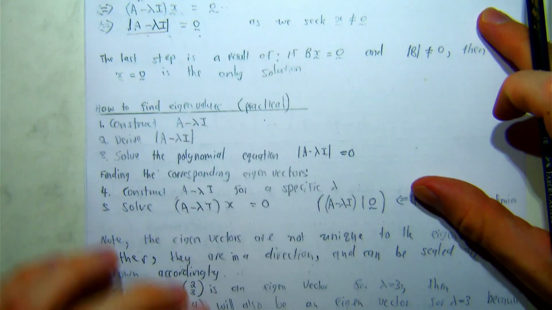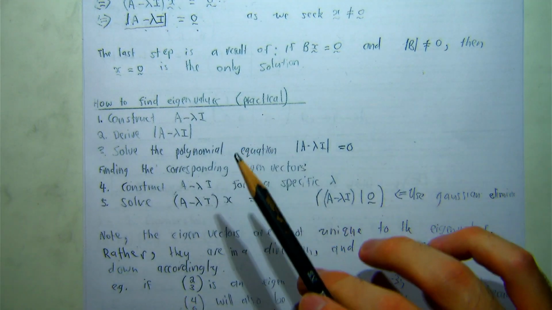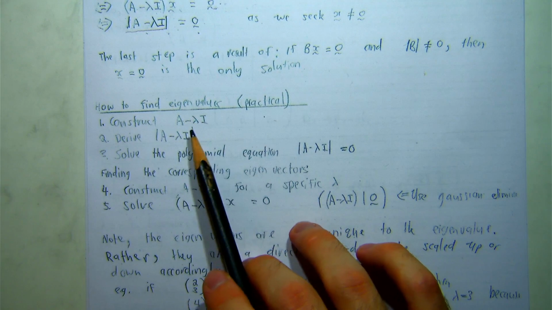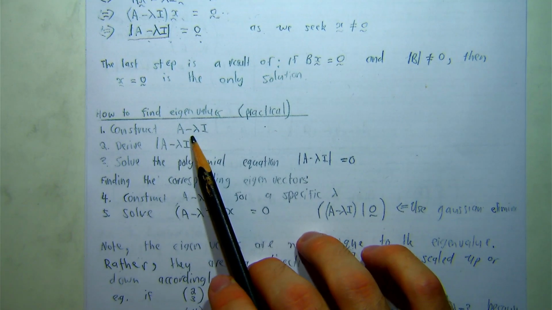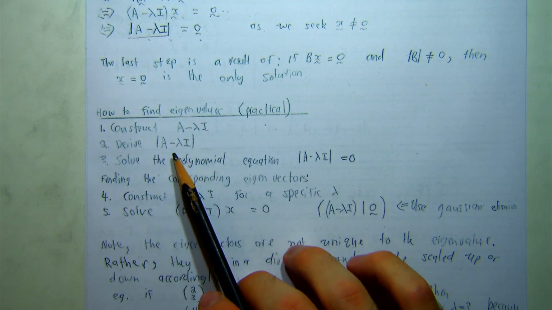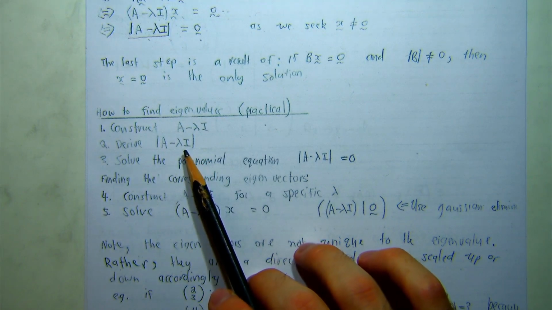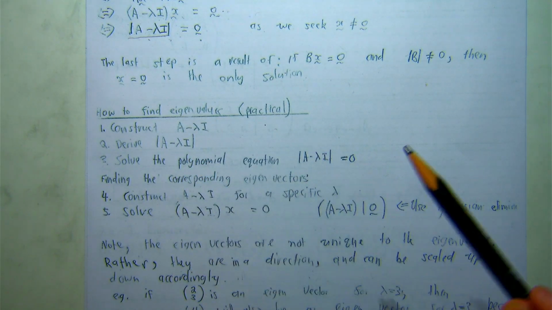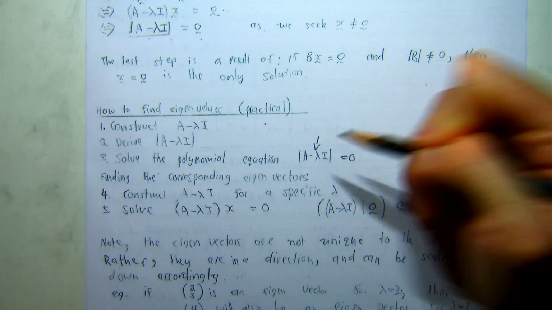Okay, so practically what we do, if we're given a matrix A and we're asked to find the eigenvalues and eigenvectors of that matrix, we first construct A minus lambda I as a matrix, and then we derive the determinant of that, and then we solve the polynomial equation of setting this determinant equal to 0, and that will usually be in terms of lambda.